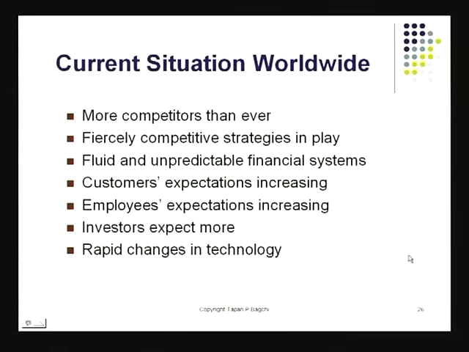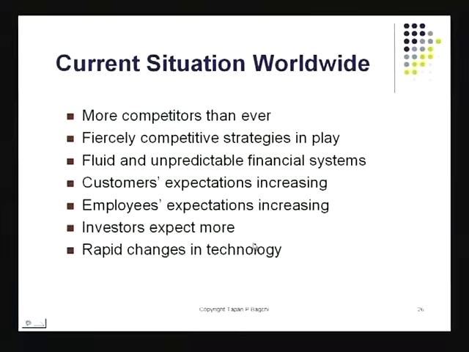What is the current situation worldwide? There is a lot of competition. No matter what you are looking at, whether paper, pencil, computers, water bottles, furniture, electronics, cars, or steel, there is a tremendous amount of competition worldwide. So there are many suppliers, and it's a very fiercely competitive situation.